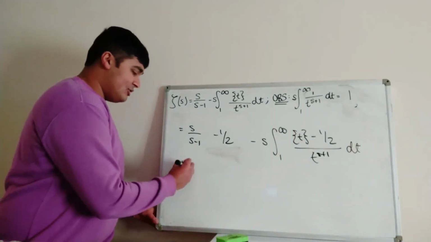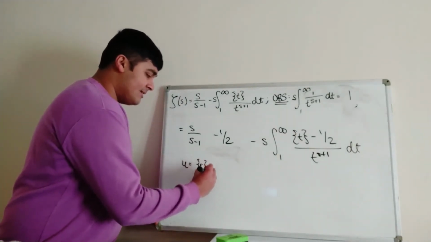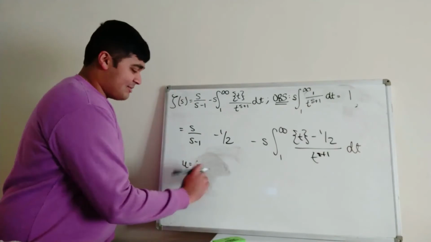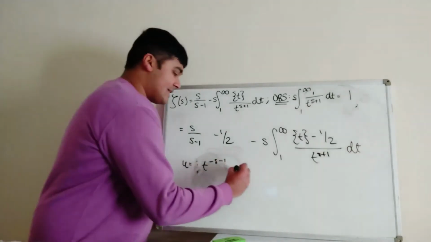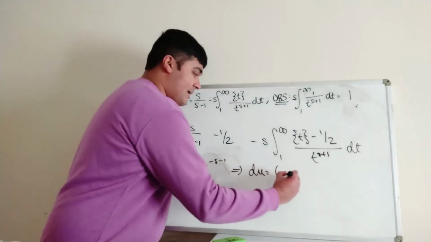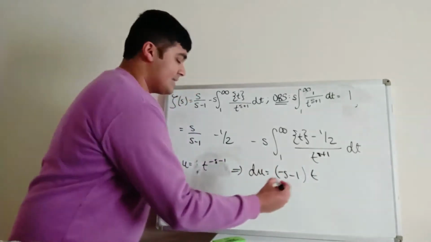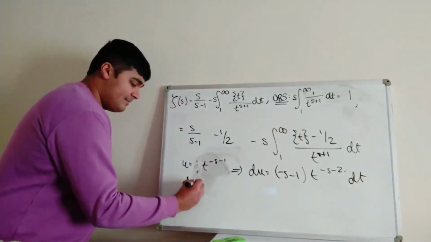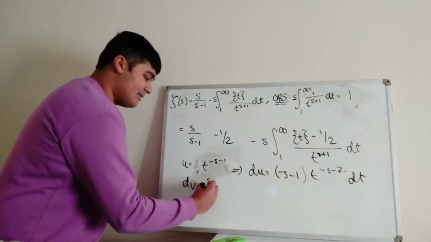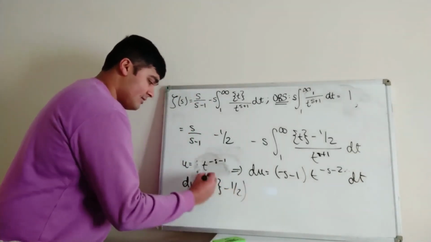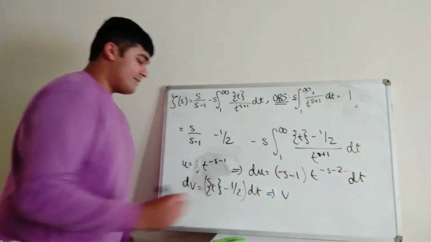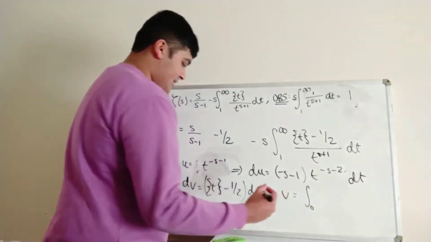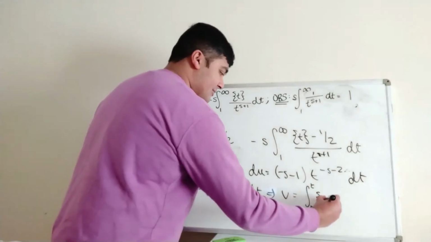So we're going to be letting u equal to the fractional part of t minus a half. Oh, sorry. No, we're not. We're going to be letting u equal our denominator, which I'm going to write as just t to the minus s minus 1. So that's going to give us that du is just equal to minus s minus 1 times t to the minus s minus 2 dt, like so. And then dv is going to be our numerator, which is going to be the fractional part of t minus a half dt. So that's going to give us that v is equal to the integral of this. So I'm just going to write it as the integral from 0 to t of the fractional part of u minus a half du.